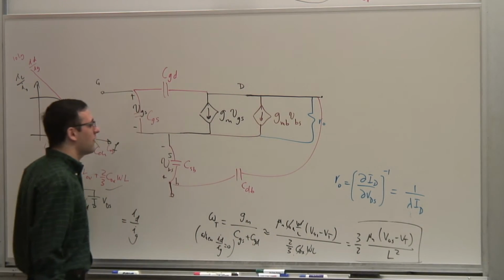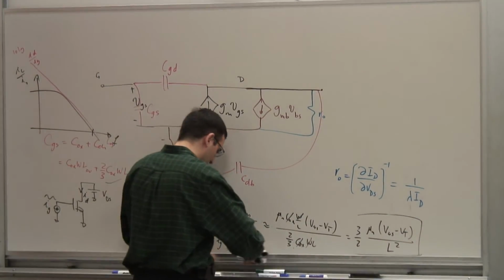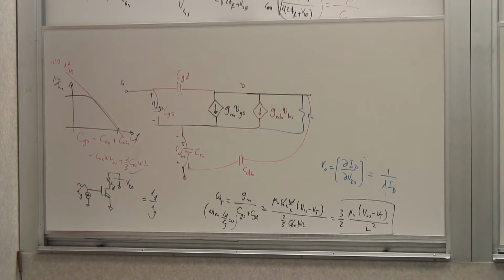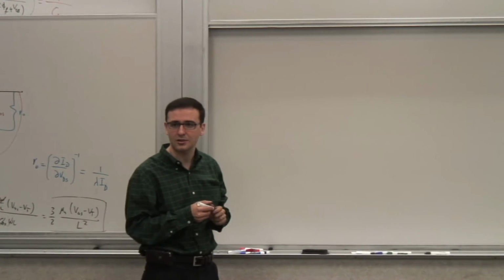Now let's see what mode of operation we are in. So far, everything we did in our calculation and derivation was for the non-velocity saturated transistor. Now let's see what changes when you get velocity saturated.